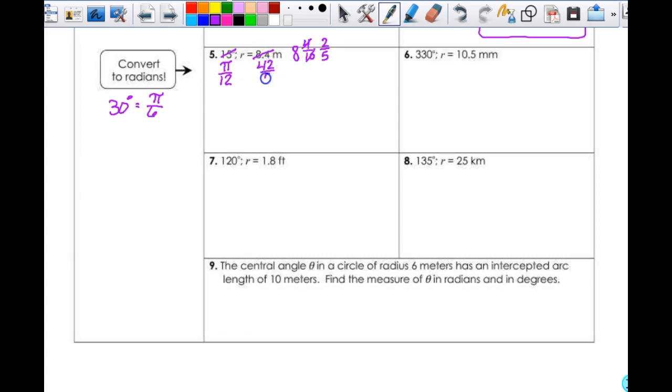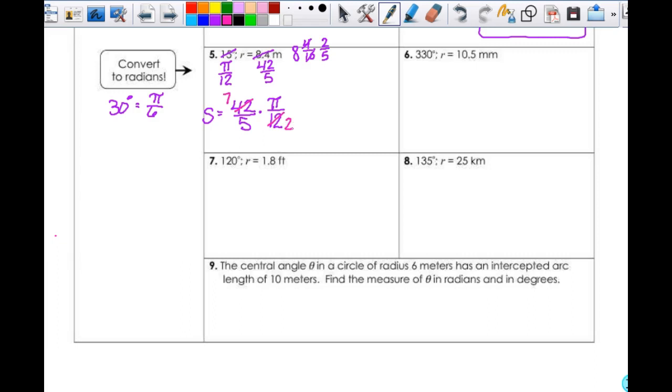42/5. So s is equal to r, which is 42/5, times theta, which is pi/12. Reduce before you multiply. Can I reduce? Yes. What can I reduce by? 6. 6 goes into 42 7 times, goes into 12 twice.